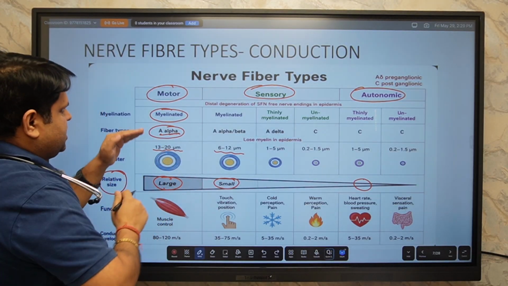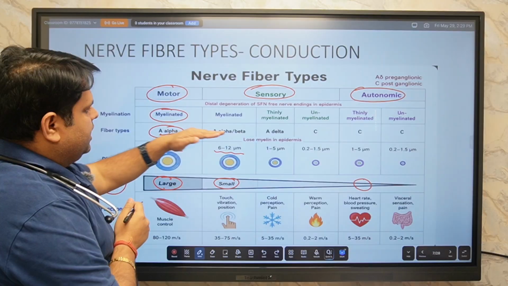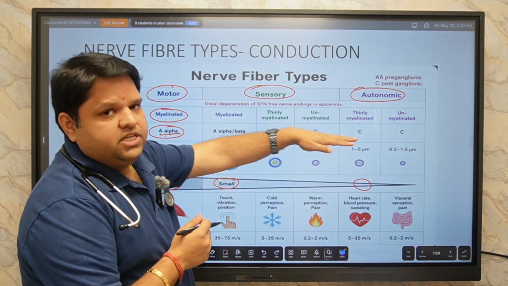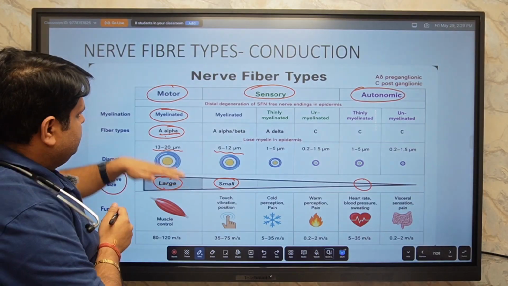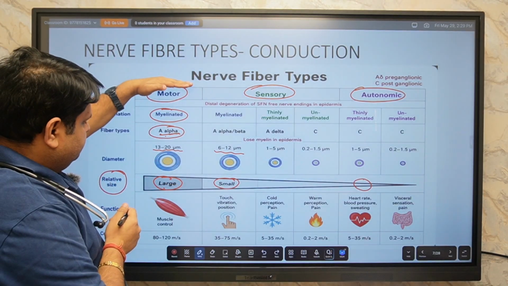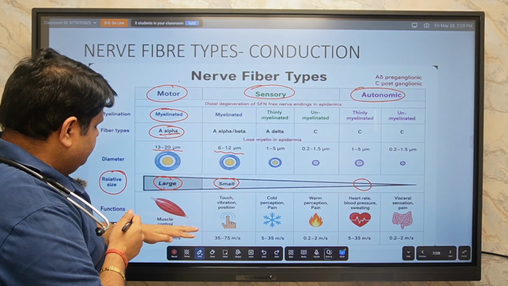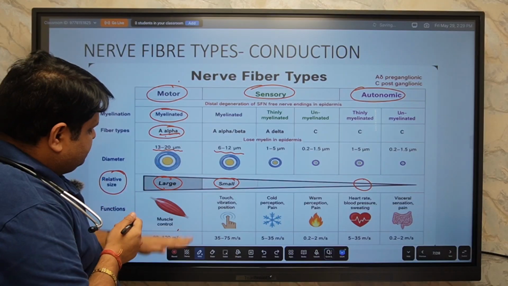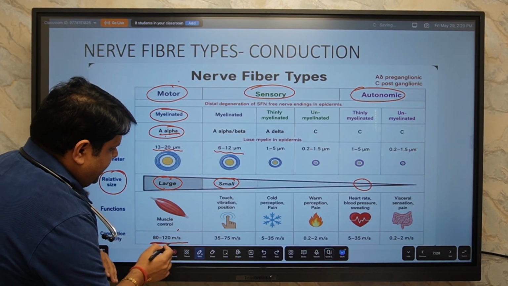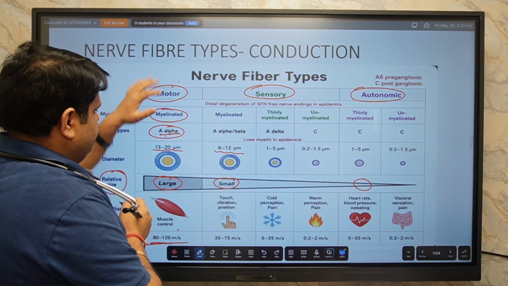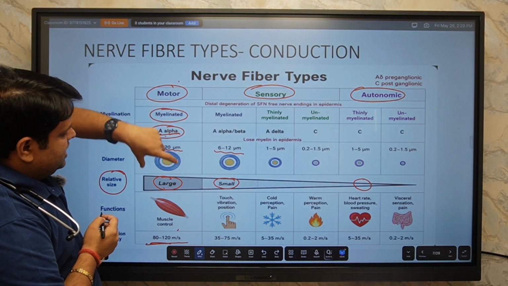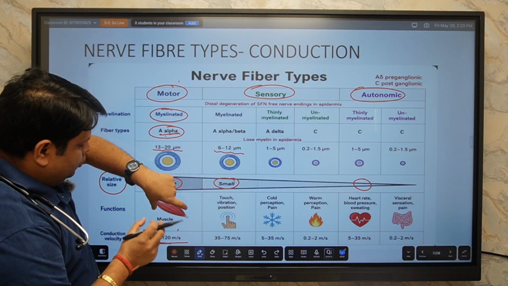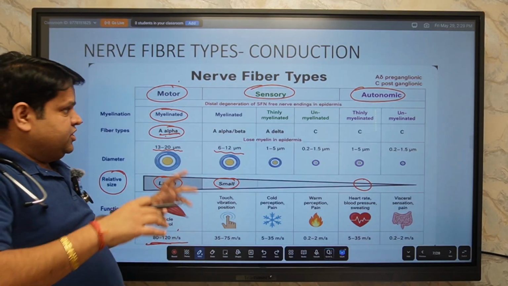So there are various types of nerve fiber: A alpha, A beta, A delta and C fiber. A alpha fiber is usually a myelinated, large fiber. They are usually the motor fibers, control the muscle, and conduction velocity in the large fiber is usually more as compared to the sensory nerve fiber. So motor nerve fibers are myelinated A alpha fibers, of large diameter, control muscle movement, and conduction velocity is usually high.